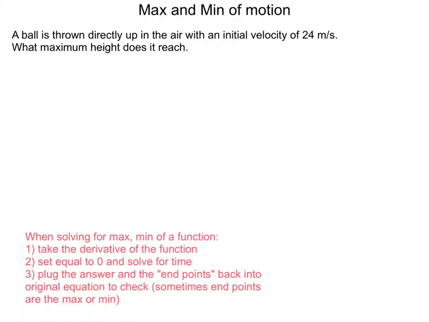All right, let's talk about how to find minimums and maximums whenever it comes to motion, solving for maxes and mins. So here's kind of an example question. A ball is thrown directly up in the air with initial velocity 24 meters per second. What maximum height does it reach?